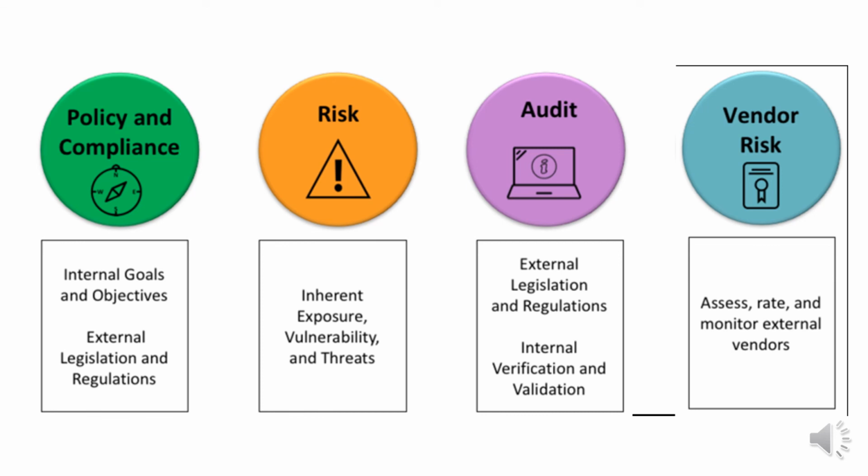This is another view graph of cloud governance. The policy and compliance consist of the internal goals and objectives, external legislation and regulation, the risk which has inherent exposure, vulnerabilities and threats, audit which has external legislation and regulation, internal verification and validation, vendor risk which has assess, rate and monitor external vendors. So this is very important. GRC of every organization is very important. They have to be very careful about their GRC.